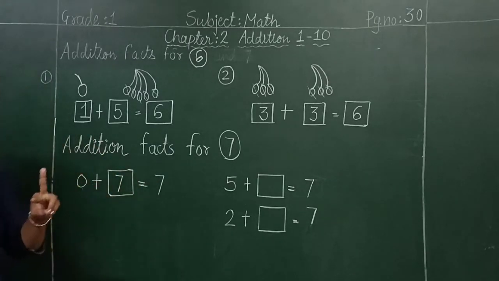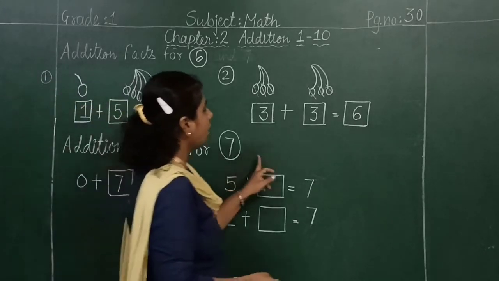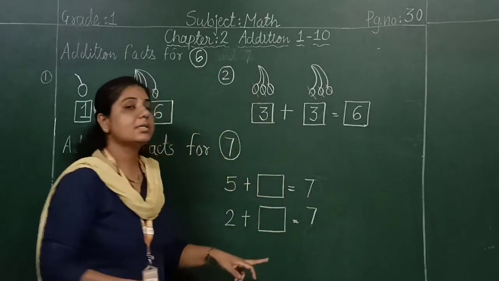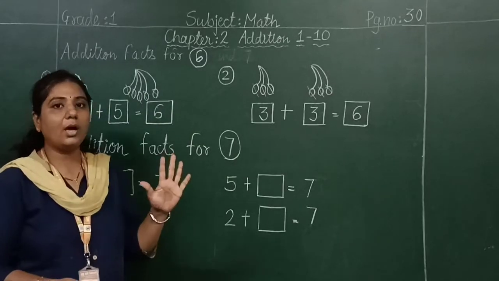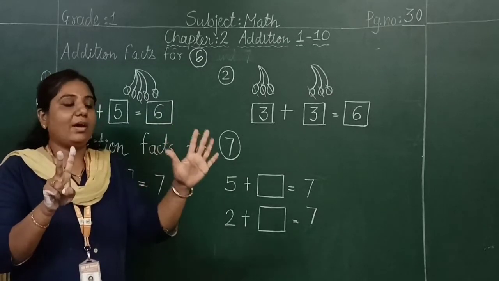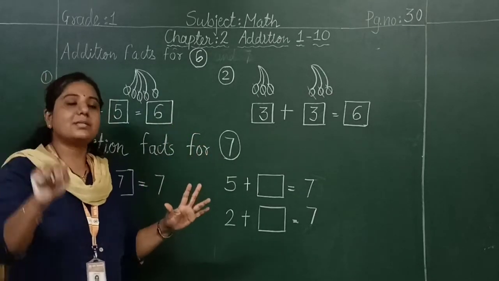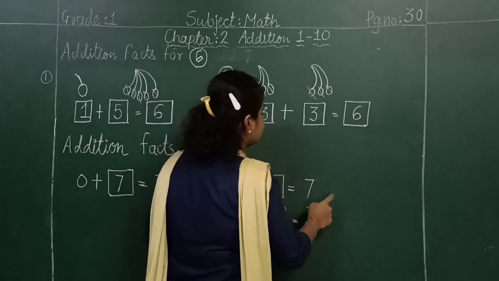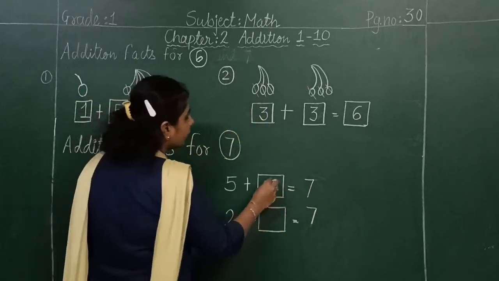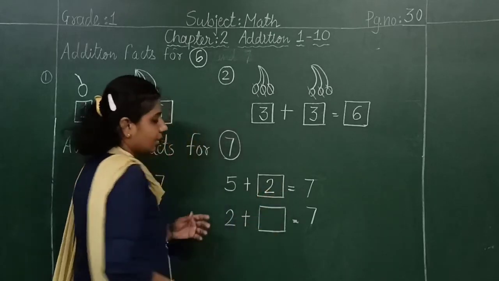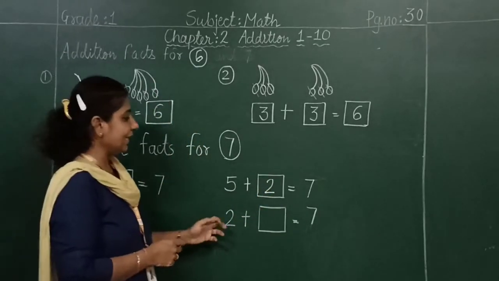Digits are changing. 5 plus how much we will add? So, answer is 7. So, 5 after 2 we will add. 5 after 6, 7. So what we will write here? 2. Now, can you see?